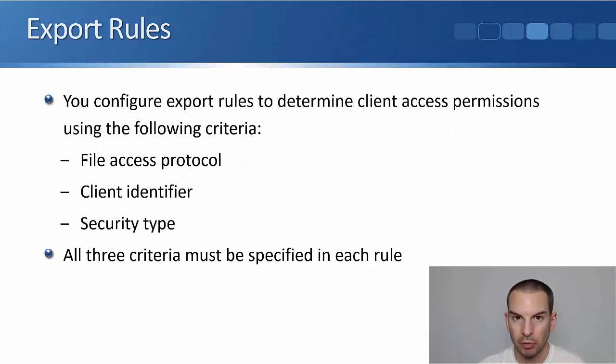You configure export rules to determine client access permissions using the following criteria: the file access protocol, NFS or CIFS, the client identifier, the IP address they're coming in from, and the security type, how they're authenticating. All three criteria must be specified in each rule, and I'm going to cover each of those three types in depth on the next few slides.